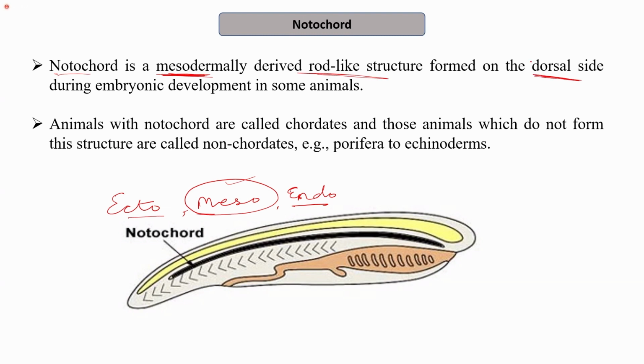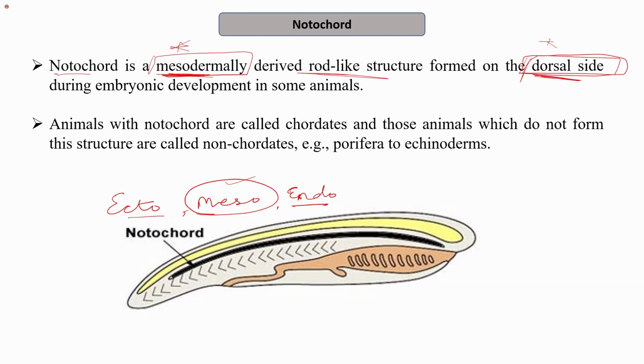So this is really important. Firstly, it is derived from the mesoderm. Something that we need to remember here is that it has a mesodermal origin. Also, it is present on the dorsal side. So this is important, that it is present on the dorsal side, and it is a mesodermally derived rod-like structure.